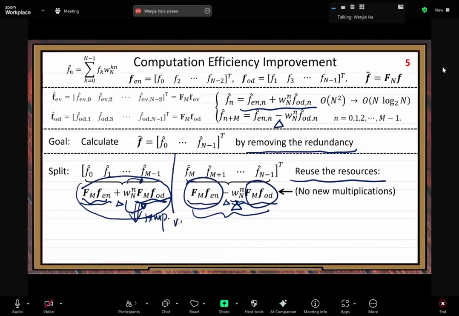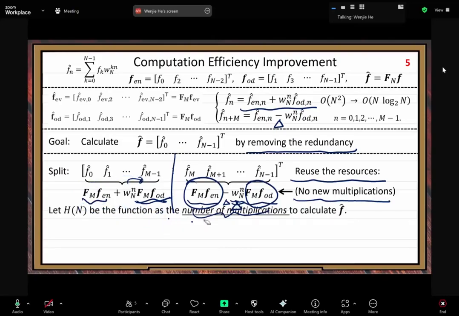Temporary variable. Okay? But the second time when we do subtraction, you just retrieve the temporary variable and do the subtraction, so you do not have any new multiplication. That's safe. Second half, no new multiplication, you just do subtraction directly.